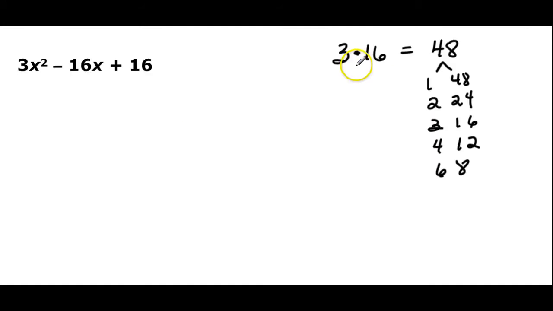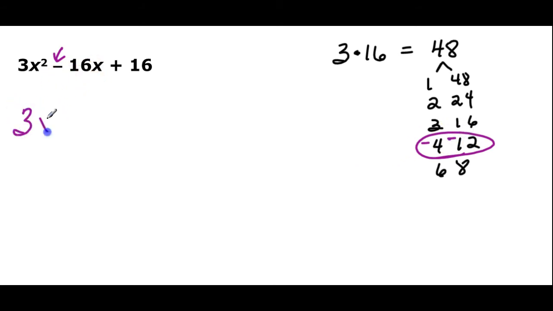Try this one. So 3 times 16 is 48. Here's the factors of 48. This is plus, so I'm looking for the ones that will add together to give me 16. That's going to be these two right here. Now, this is a minus sign in the middle, so that means that both of these are going to be minuses, because they're going to add together to give me a negative 16.